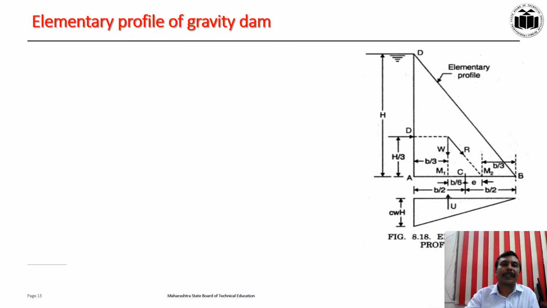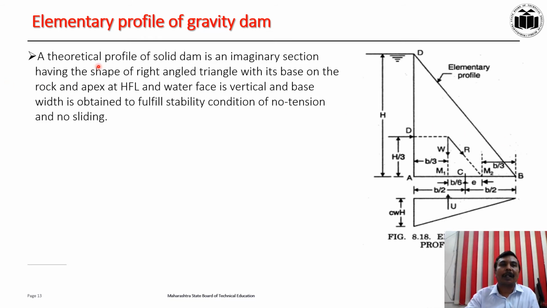After studying the different forces acting on the gravity dam, we are going to study the elementary profile of the gravity dam. A theoretical profile of a solid dam is an imaginary section having the shape of a right angle triangle with its base on the rock and apex at HFL, and the water face is vertical. The base width is obtained to fulfill stability conditions of no tension and no sliding. See, elementary profile means theoretical profile. Here you are finding the right angle triangle.